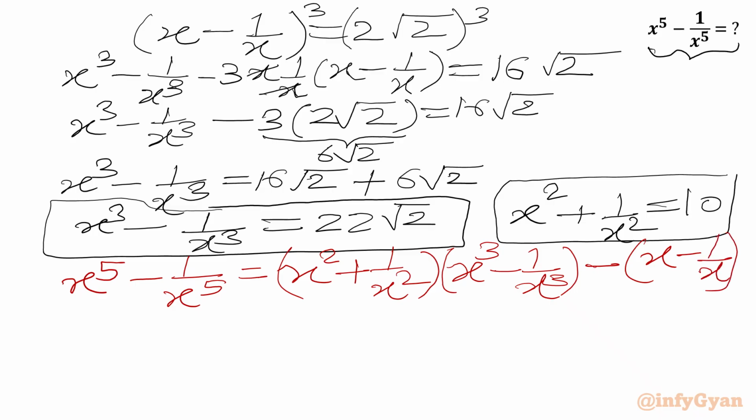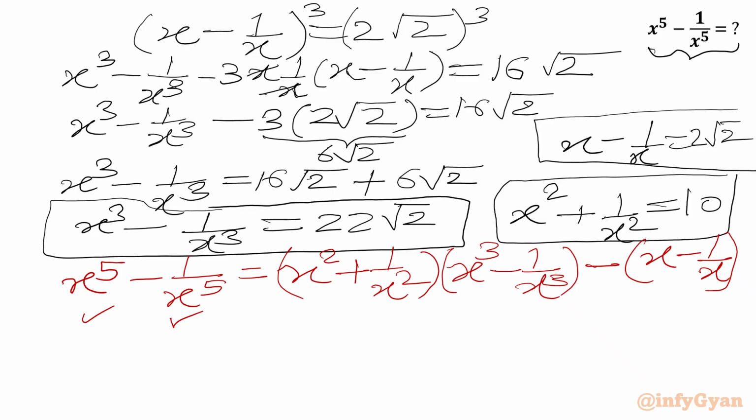We can check: we can multiply x square with x cube, x power 5, 1 over x square times minus 1 over x cube, minus 1 over x power 5, and the cross product will give us x minus 1 over x. We have to take away. So that is why it is minus of x minus 1 over x. Now we have to apply all the known values. X minus 1 over x is 2 root 2. Let's plug in all the values to collect our final expression value.